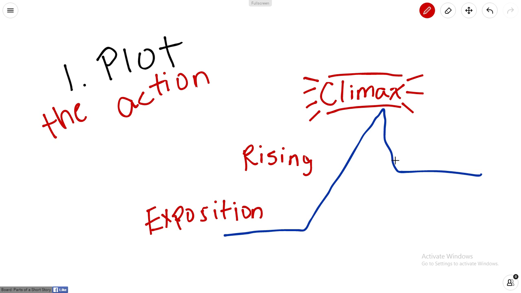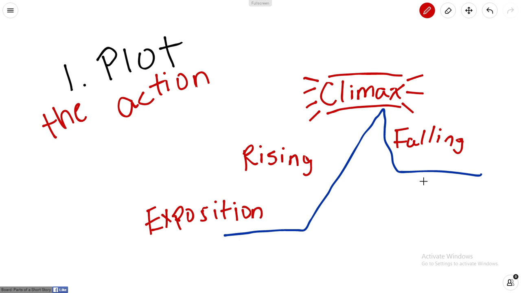Now, this little funky line here that I couldn't draw straight, this is the falling action. This is what happens after the climax: things start relaxing down, the action is starting to be over, and everyone is starting to take that exhale after this big heightened event.